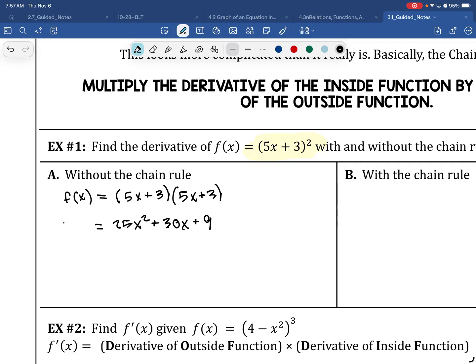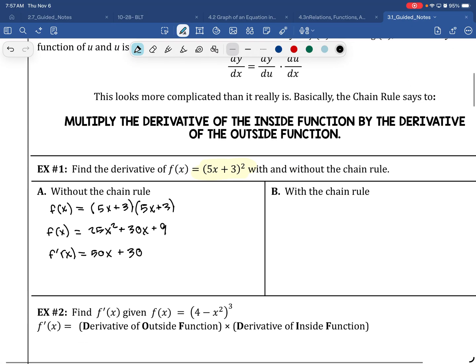This is f. And then you have to take the derivative, which is not hard. It's all power rule. Roger that. Shouldn't be anything new there. Let's do the same problem using the chain rule.